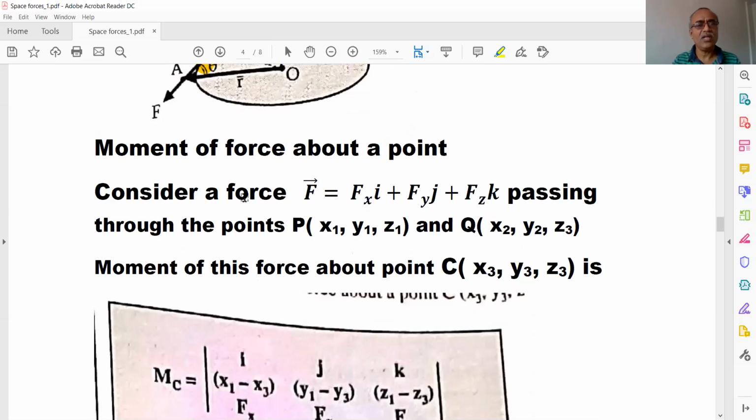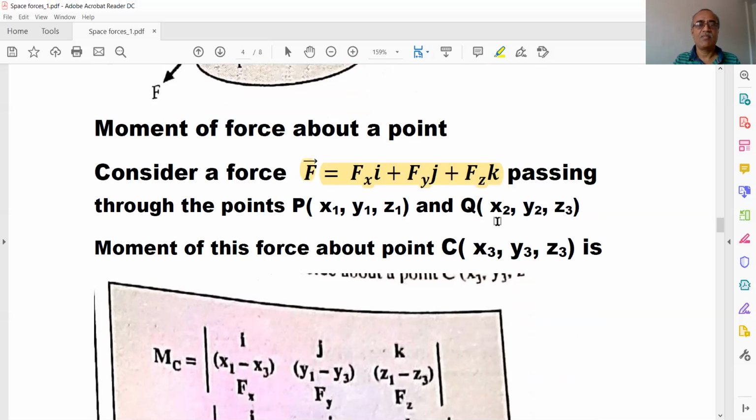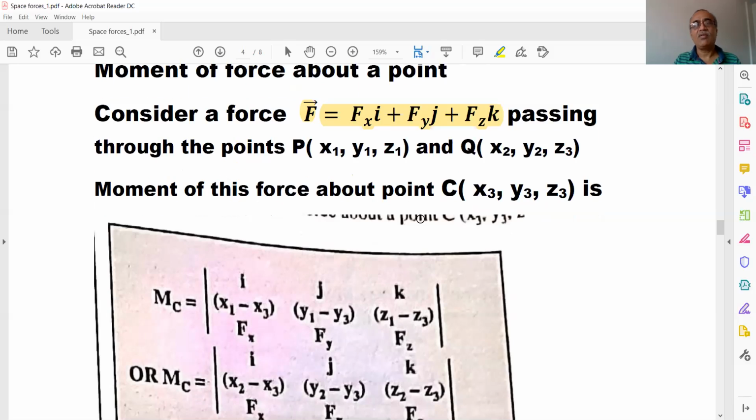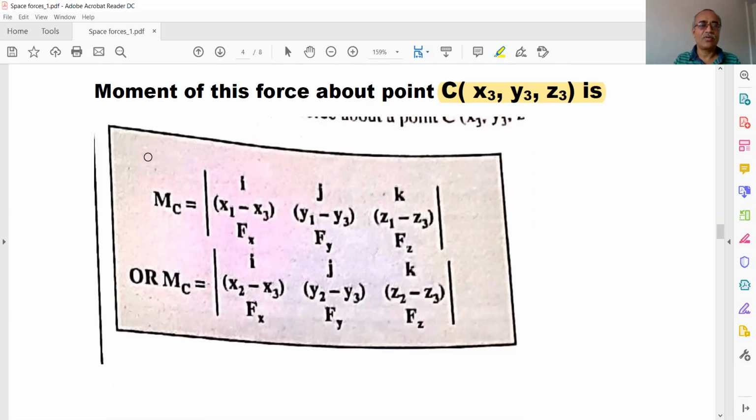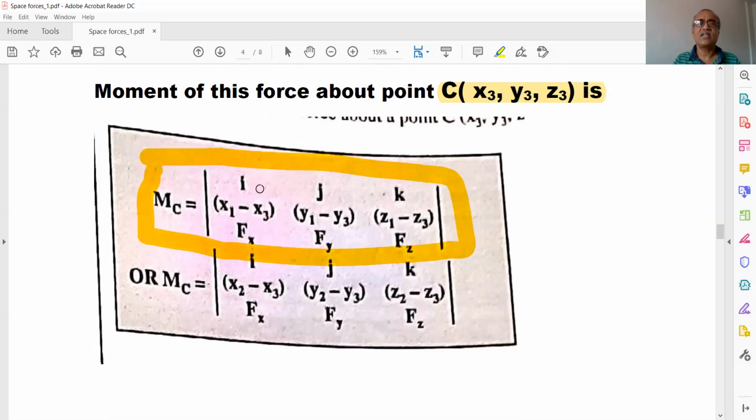Now we have to find the moment of force analytically. What is the analytical value of that? Let's consider a force F equal to Fx i plus Fy j plus Fz k passing through the two points P and Q, and we have to find the moment of this force with respect to the point C, that is x3, y3 and z3. Finally that expression is Mc is equal to the determinant of i j k, x1 minus x3, y1 minus y3, z1 minus z3, Fx, Fy, Fz.